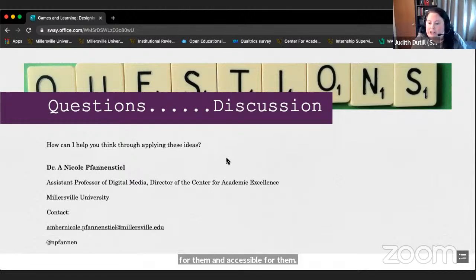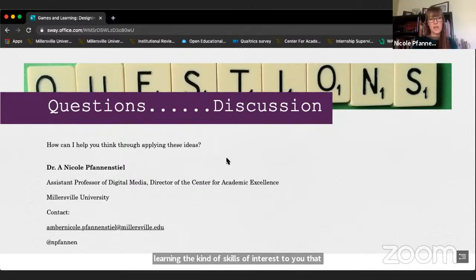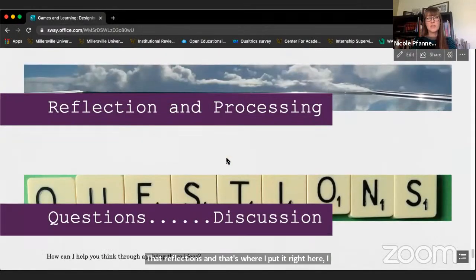There's so many questions. How do you assess the effectiveness of game design to know if they're learning the kind of skills of interest to you? The reflections, and that's where I know I put it right here. I have students write reflections afterward. I didn't talk about it in this space, but I have a card game that I've designed for face-to-face synchronous courses to teach students argument. And I have a very specific series of reflections, and it's multiple across multiple days that come along with that.